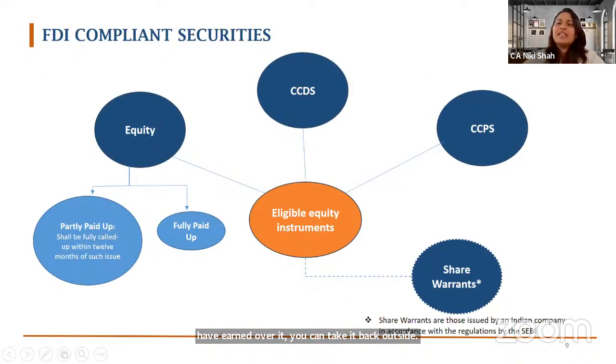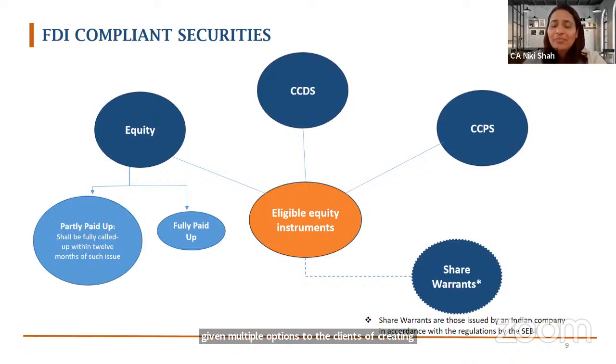Now, post understanding what the eligible investment vehicles or entities are, let's dive into the eligible instruments. Very, very important point here, because we as chartered accountants have been very, very creative and given multiple options to the clients of creating different instruments which are eligible.